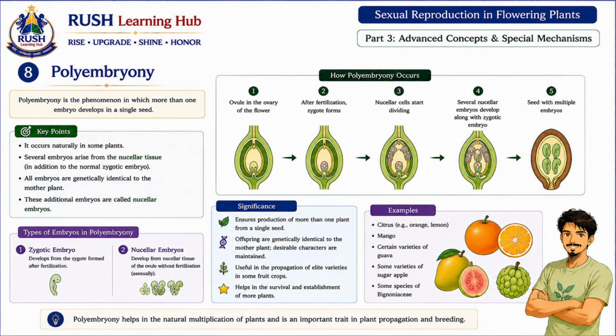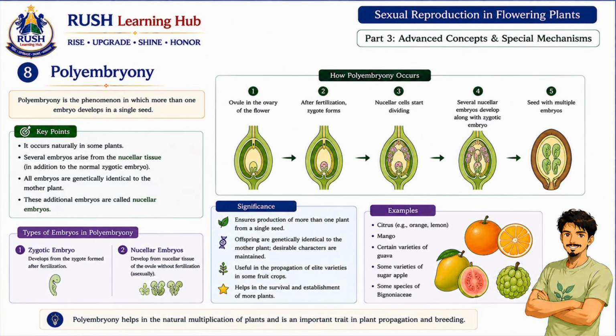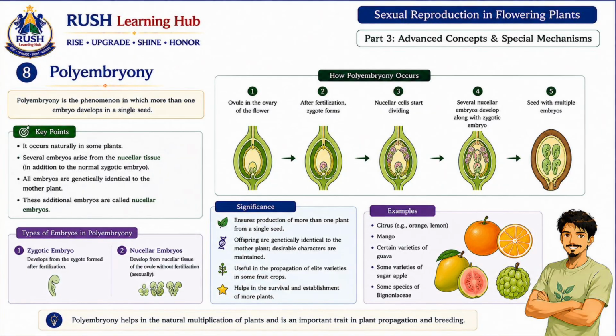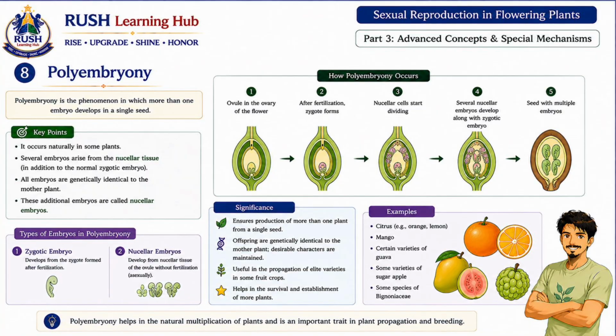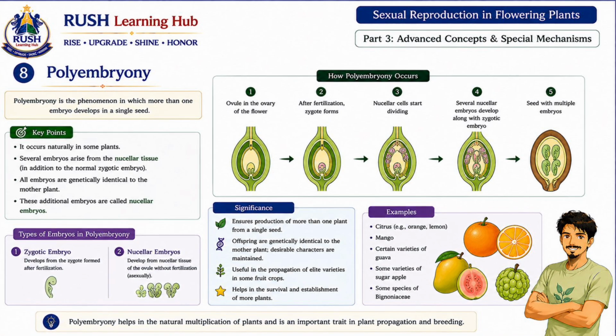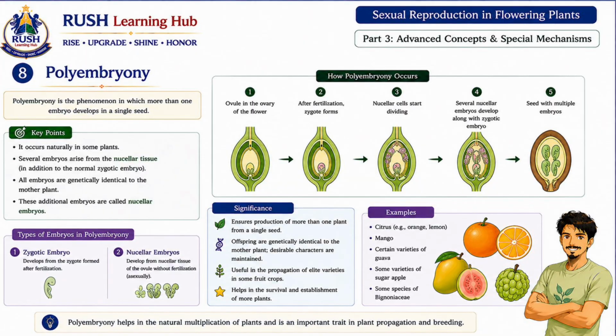Polyembryony. The term polyembryony refers to the development of more than one embryo within a single seed. Normally, one fertilized egg develops into one embryo. However, in some plants, multiple embryos may develop inside the same seed. This phenomenon is called polyembryony. Let us understand how this occurs.